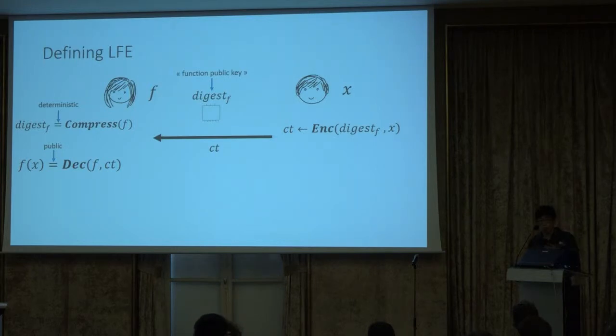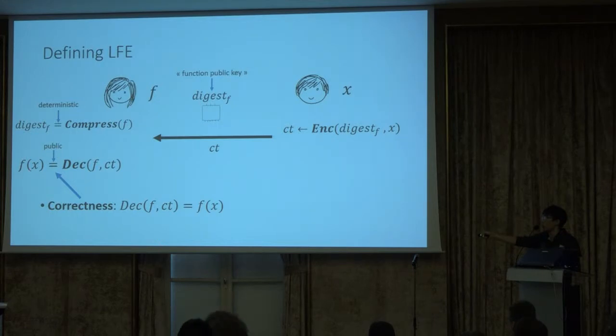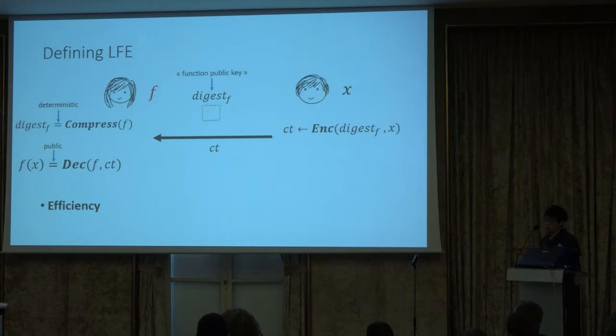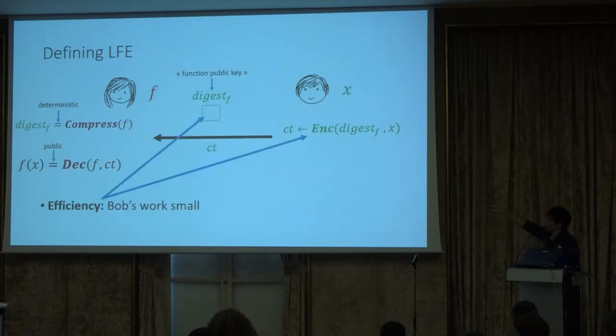We require several properties from our new primitive. First, that it is correct, in the sense that Alice should retrieve the output of the computation. It should be efficient. Again, in the world where the function is huge, Bob should still be able to participate in this kind of protocol. So we require both that the digest be small even if the function is huge, and that Bob's work be small. In particular, the encryption time is small, and the ciphertext that Bob sends should also be small.